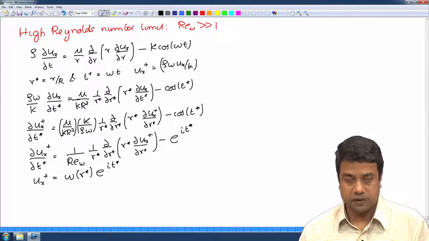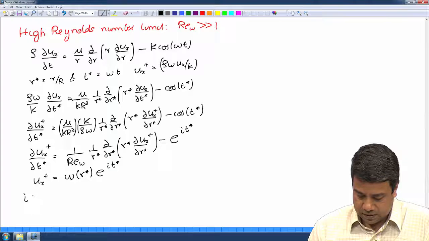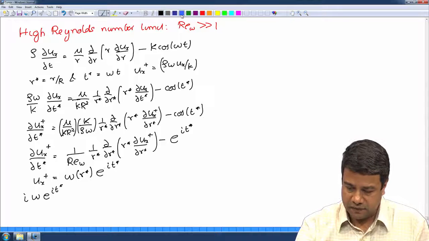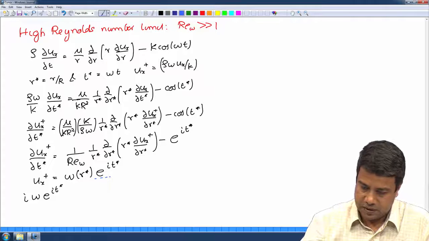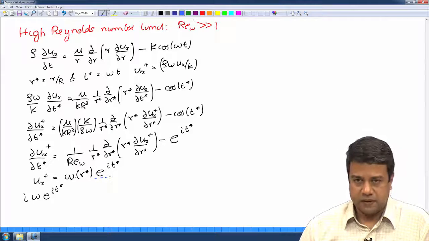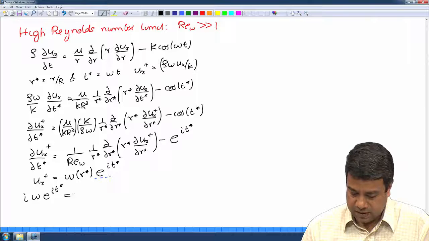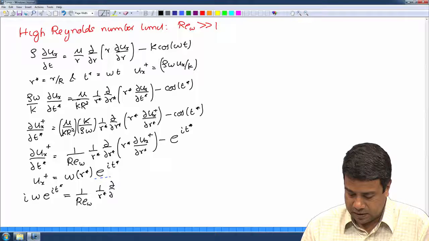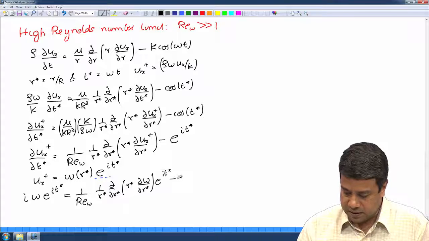And insert that into the balance equation. I will get i times w times e power i t star, because if I take the derivative of this e power i t with respect to time, I just get a factor of i coming out. And w is only a function of r. So, when I take the derivative of that, it comes out of the differentiation. This becomes 1 by Re omega into 1 by r d by dr of r dw by dr e power i t, minus e power i t.